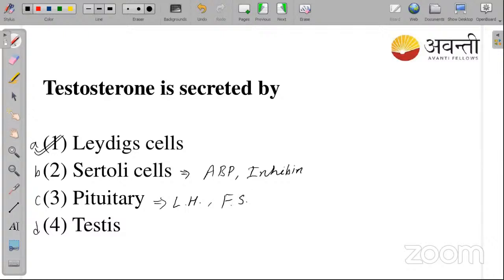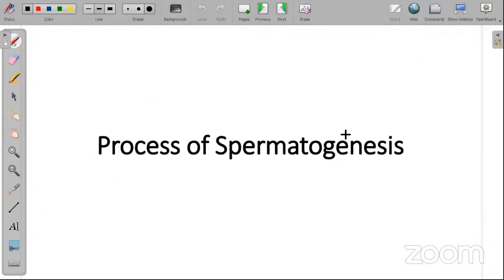You can make a one-off chart where you write all the things from this chapter. Testis is a complete organ, which includes Leydig cell and Sertoli cell. These are included inside the testis. So let's go to the next topic. Next is the process of spermatogenesis, that is sperm development. Okay, let's go.